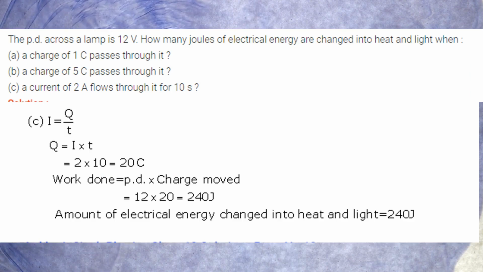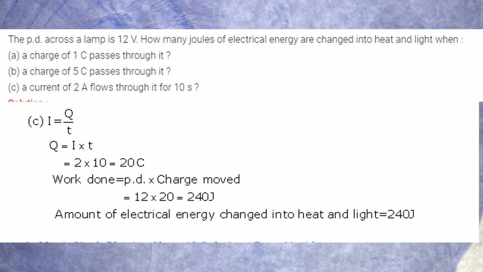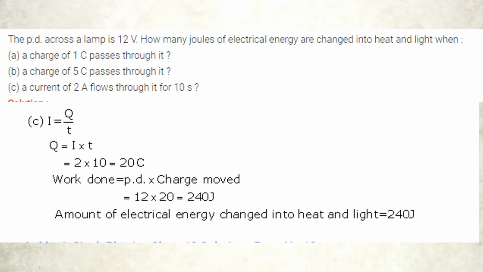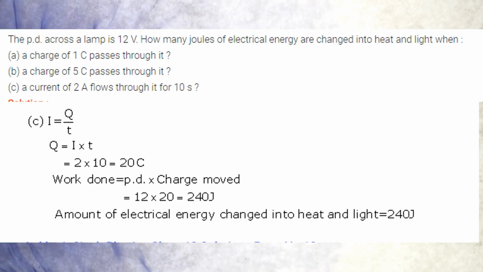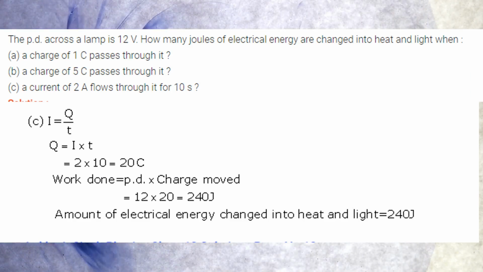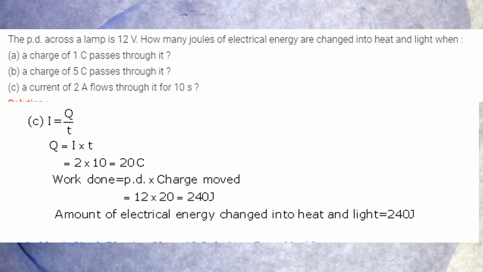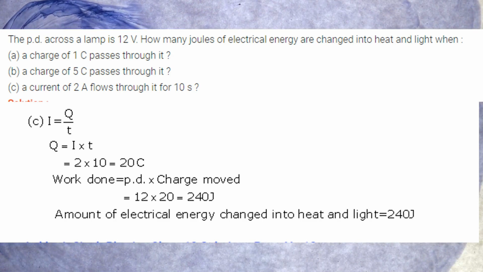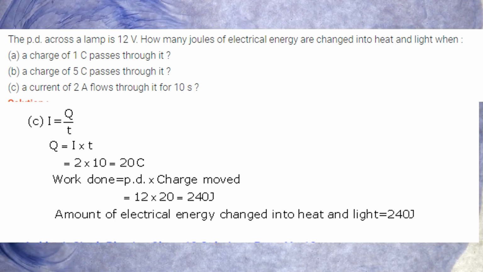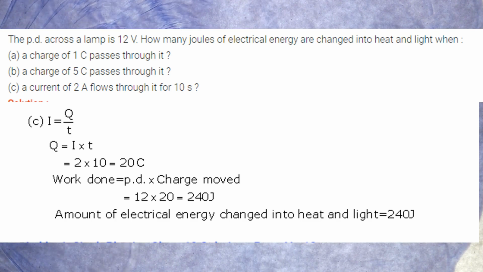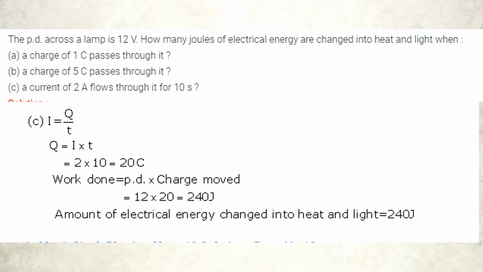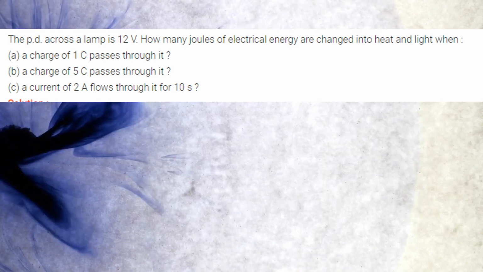The P.D. across a lamp is 12 V. How many joules of electrical energy are changed into heat and light when C. a current of 2 A flows for 10 seconds? I equals Q upon T. Therefore, Q equals I times T equals 2 times 10 equals 20 C. Work done equals P.D. times charge moved equals 12 times 20 equals 240 J. Amount of electrical energy changed into heat and light equals 240 J.